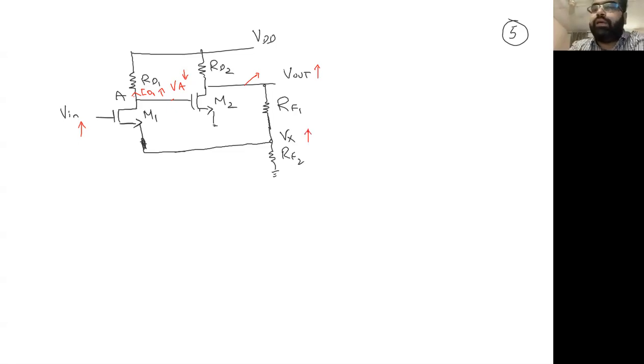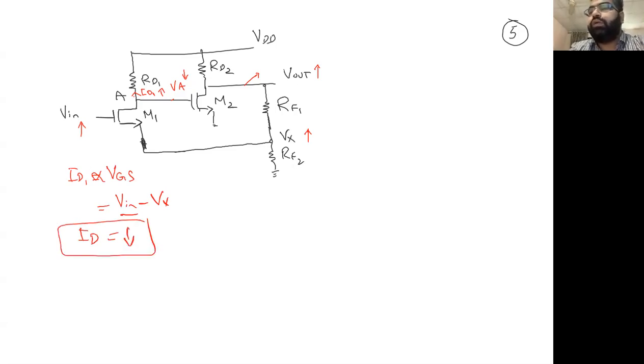What will happen here? Vx is going up, and ID1 is depending upon what? VGS. What is VGS? V in minus Vx. V in was going up, and now Vx is going up. So ultimately, VGS is directly proportional to it. Vx is reducing VGS, so ID1 will go down.